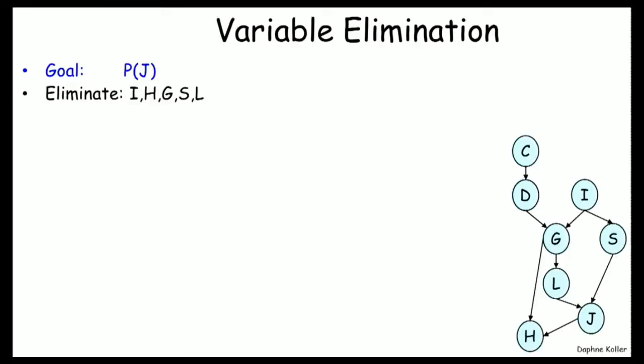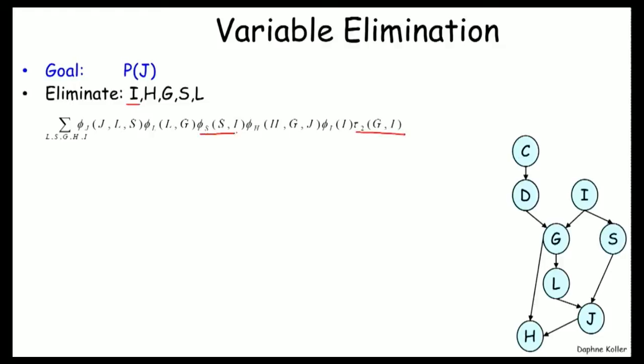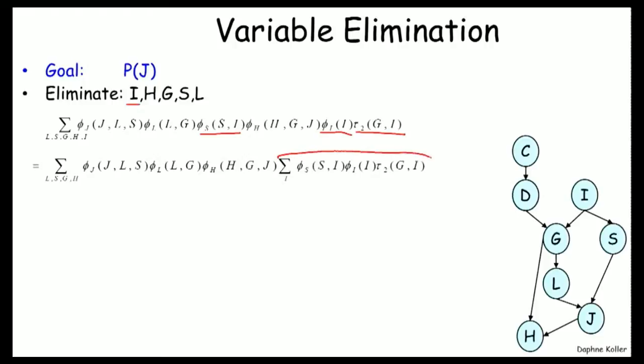Moving forward, we're now interested in eliminating I. And so the factors that involve I are tau 2 of g and I, and phi s of s and I, and phi I of I. And so we go ahead and multiply them together to give us a factor whose scope is g comma I comma s, and eliminating I gives us a factor tau 3 whose scope is s and g.